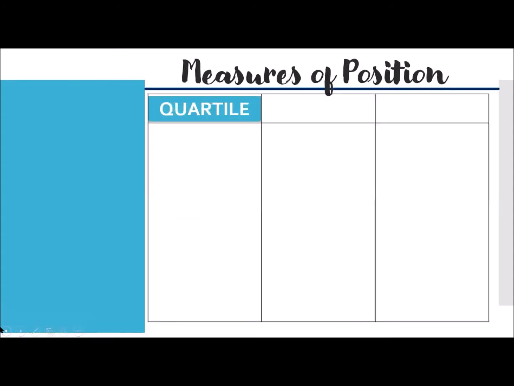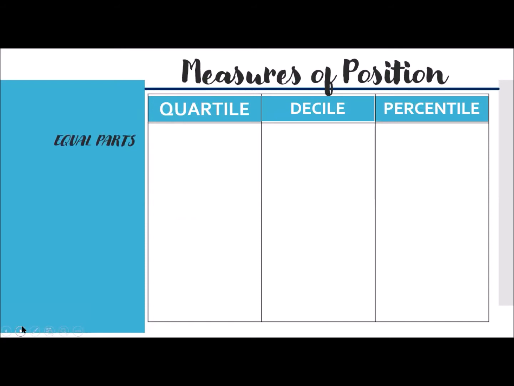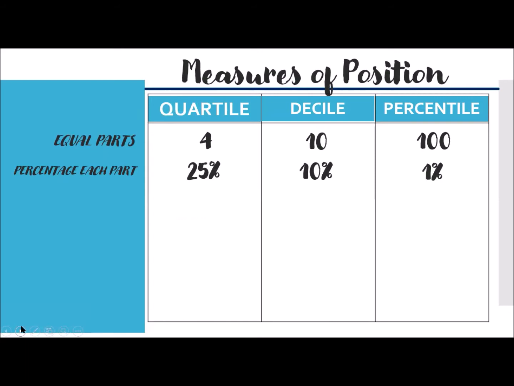So let us recall first the three measures of position again. We have here the quartile, decile, and the percentile. The number of equal parts are 4, 10, and 100 respectively. Wherein, once we divide it, magkakaroon tayo ng percentage on each part. For quartile, we will have 25%, decile 10%, percentile is 1%. And the score points, ibig sabihin kung ilang quartile, decile, at percentile tayo, meron tayong 3, 9, and 99.